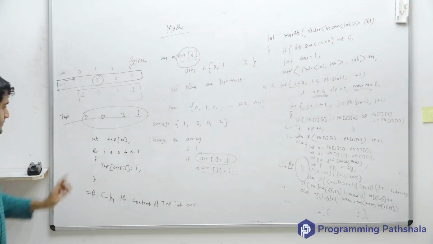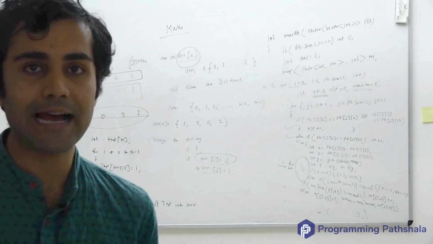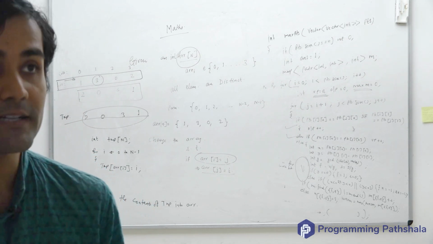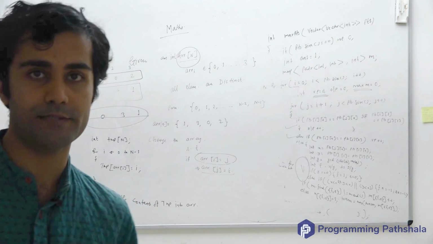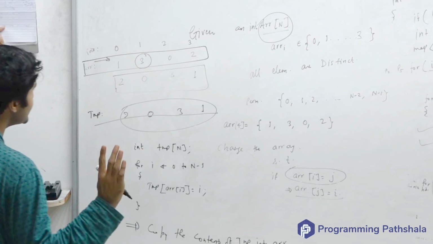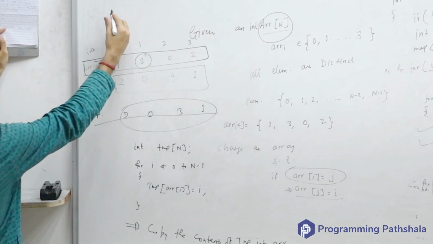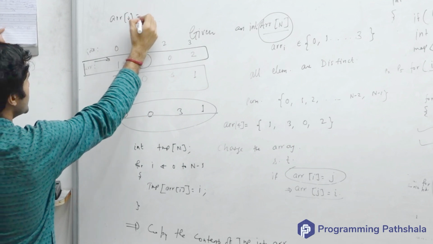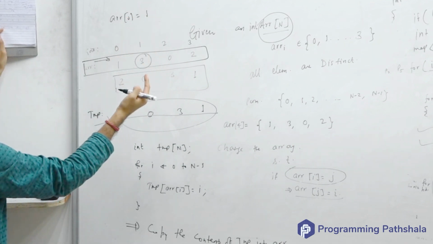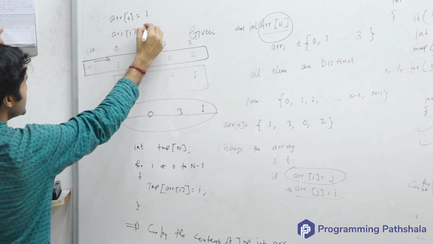Cool. So here you used some extra space to solve this. Now tell me one thing: why have you used the extra space? Let me ask you one simple question: why did you not do something like this? If you saw here, let's say array of 0 was 1, then why did you not make this transformation here itself, so that array of 1 becomes 0?